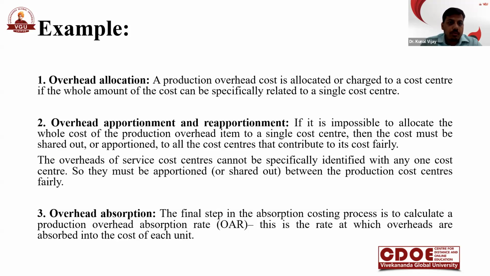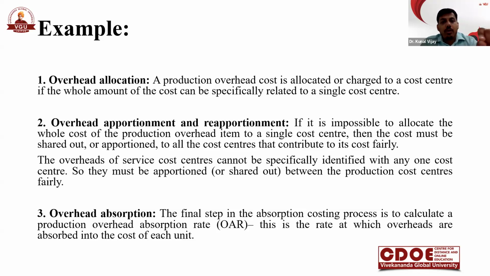Okay, so this is not an example; this is the category. First of all, overhead allocation. A production overhead cost is allocated or charged to a cost center if the whole amount of the cost can be specifically related to a single cost center. Where the steel bottle is being manufactured, that is known as the first cost center. Where the plastic bottle is manufactured, it is known as the second cost center. According to the product, these are known as cost centers. So cost center is, I believe, clear.